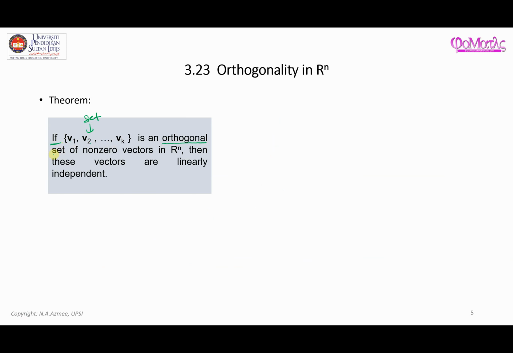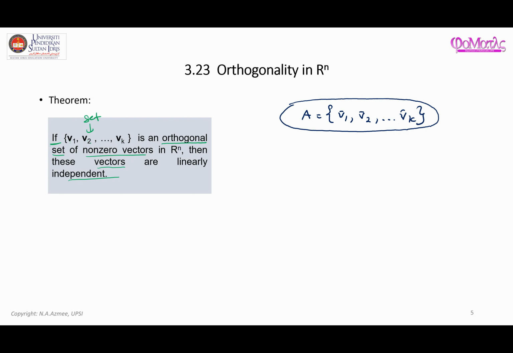If this is an orthogonal set with non-zero vectors in the vector space here, then these vectors are said to be linearly independent. Now I'm just going to illustrate this idea with a simple diagram. I like to do that for some reason. So let's say I'm going to call this set A. So A here consists of vector 1, vector 2, vector k. So this is the starting point.